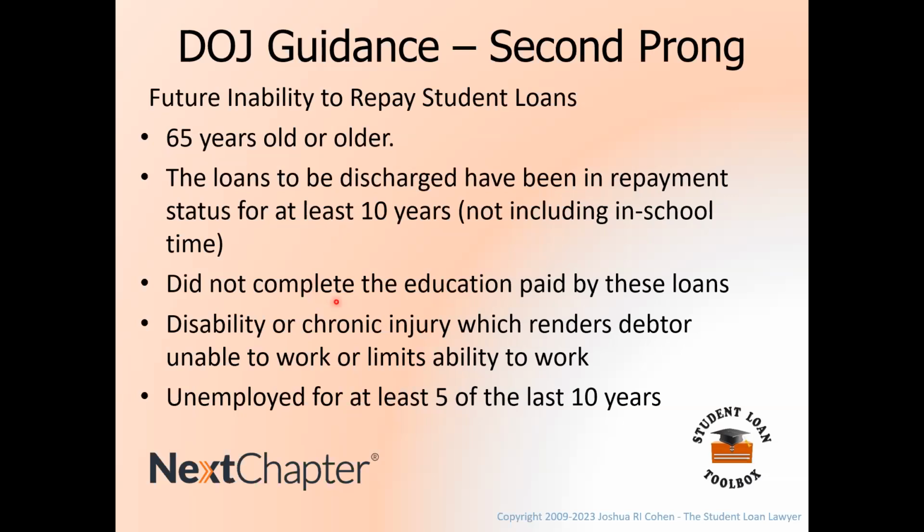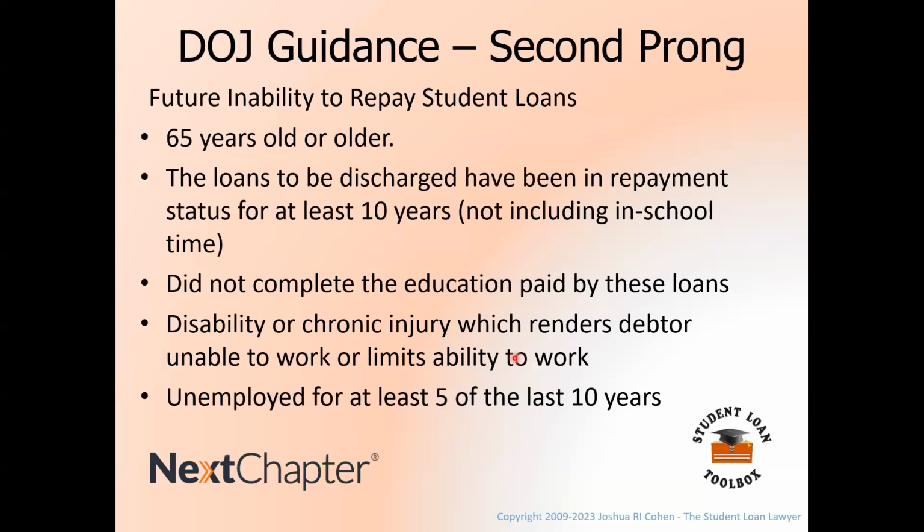The debtor did not complete the education that was paid for with these loans. Okay, so maybe they went to several schools, and one of the schools they didn't complete. Okay. Your client has a disability, or a chronic injury which renders the debtor unable to work or limits their ability to work.